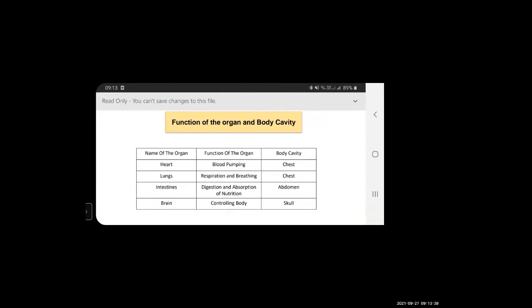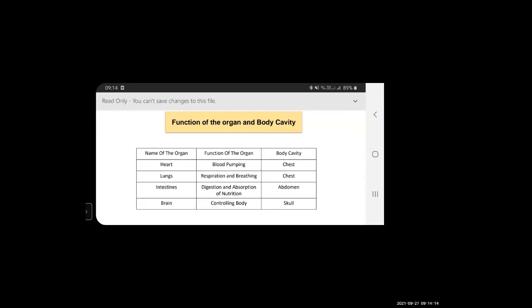Now, see children, the function of the organ and the body cavity. In this chart, we can understand the name of the organ and what function each and every organ performs for us, and the body cavity it is in. First, we are going to understand about the heart. What is the use of the heart? The use of the heart is pumping blood in our body. Our heart is on the left hand side of our chest. The body cavity, you can see, is the chest.